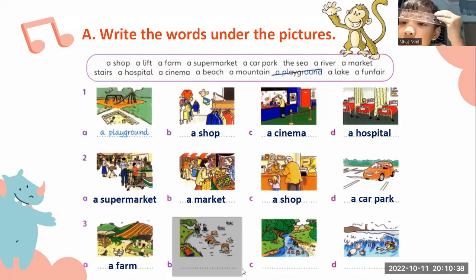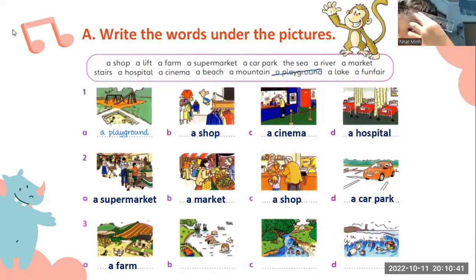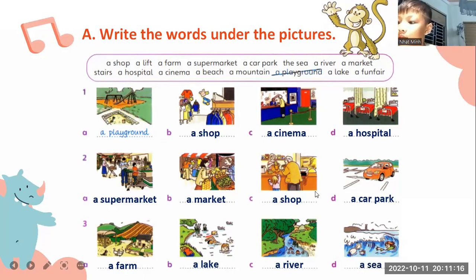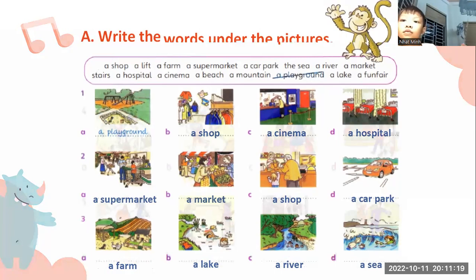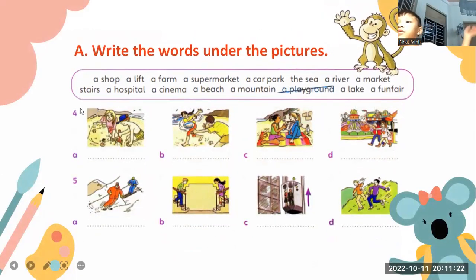What about picture B? What's this? It's a river. Okay, that's a lake. How about letter C? What about letter C? A river. Very good. What about letter D? It's a sea. Yes, it's a sea. So very good, Min. How about number 4A?